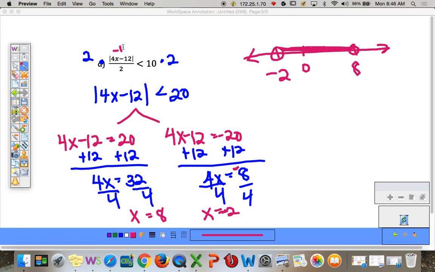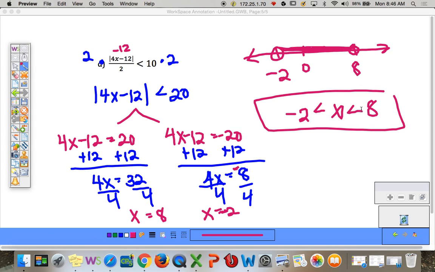So we get negative 12 over 2. 6 over 2 is 3. Yep, 3 is less than 10. That does work. So you can check your answer. To write the notation, we start with our lowest number. Negative 2 is less than x, which is less than 8. So this would be the notation, and there would be what the graph looks like.